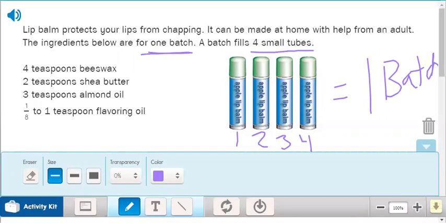Okay, then it lists over here on the left everything that you need for making your chapstick or your lip balm. So you need 4 teaspoons of beeswax, 2 teaspoons of shea butter, 3 teaspoons of almond oil, 1/8 to 1 teaspoon of flavoring oil. The problem is on my slides you will not see this anymore, so you need to keep referring to your book. Right away, we're going to practice number 2. Do not X out number 1, because you will be doing that in a minute.